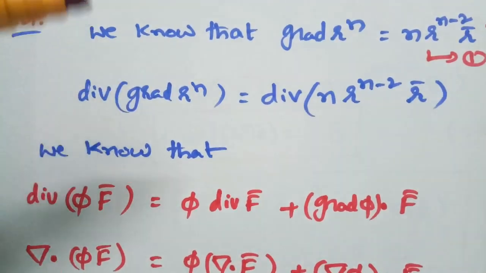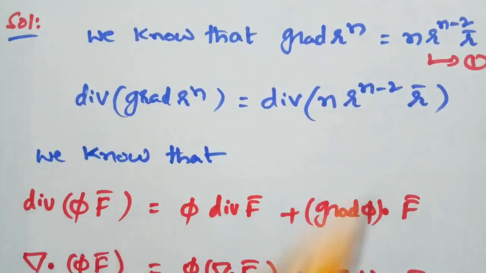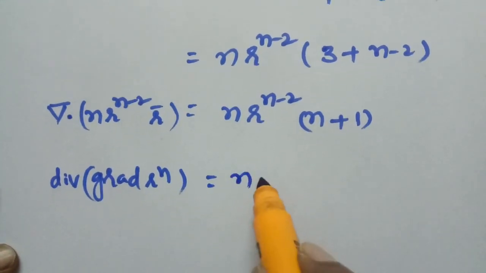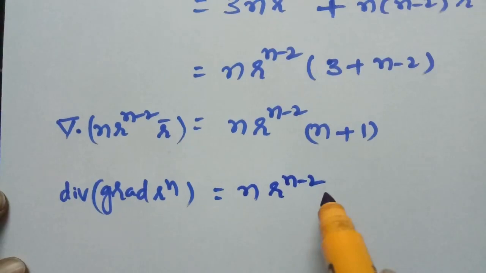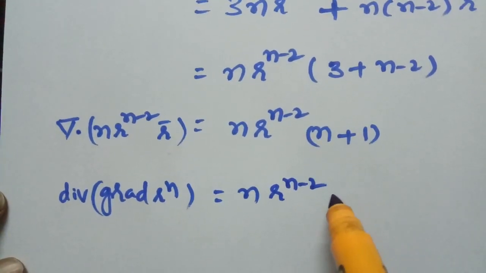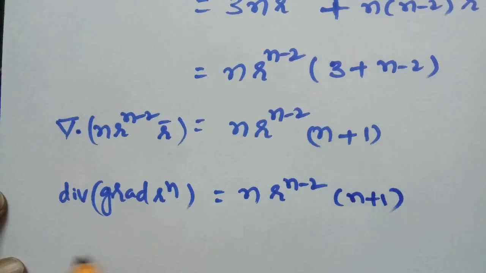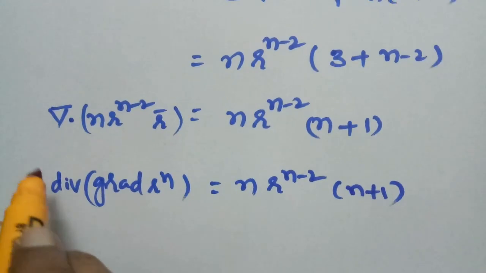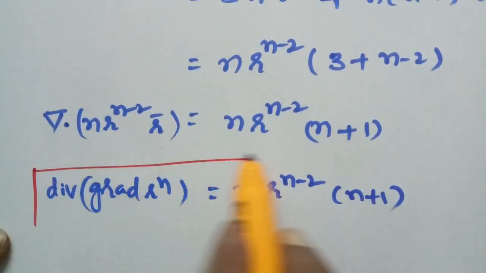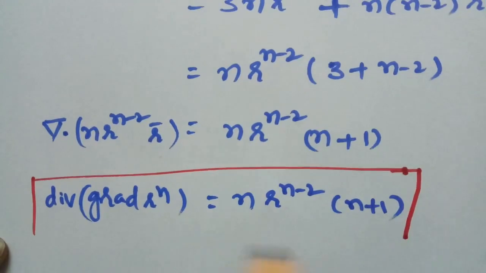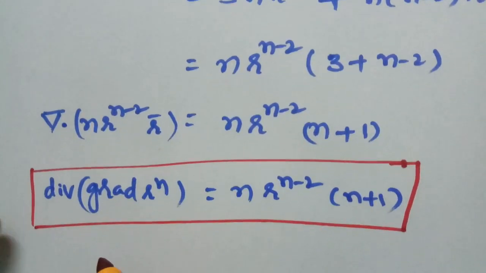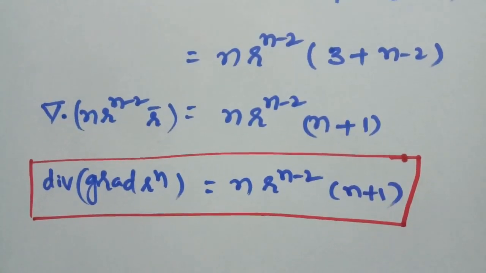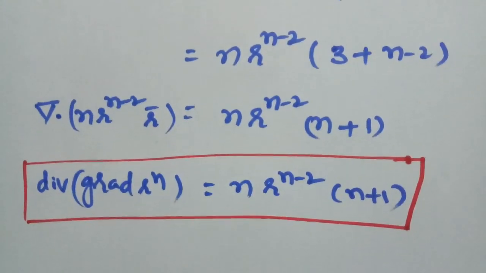Divergence of grad r power n is equal to divergence of n into r power n minus 2 into r bar, which is n into r power n minus 2 into n plus 1. Therefore, this is our required answer. Div grad r power n is equal to n into r to the power of n minus 2 into n plus 1. And we are asked to show that del square 1 by r equal to 0.